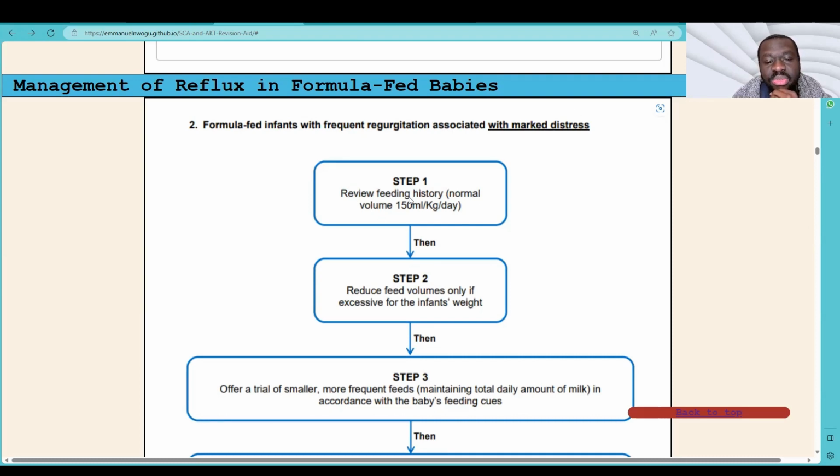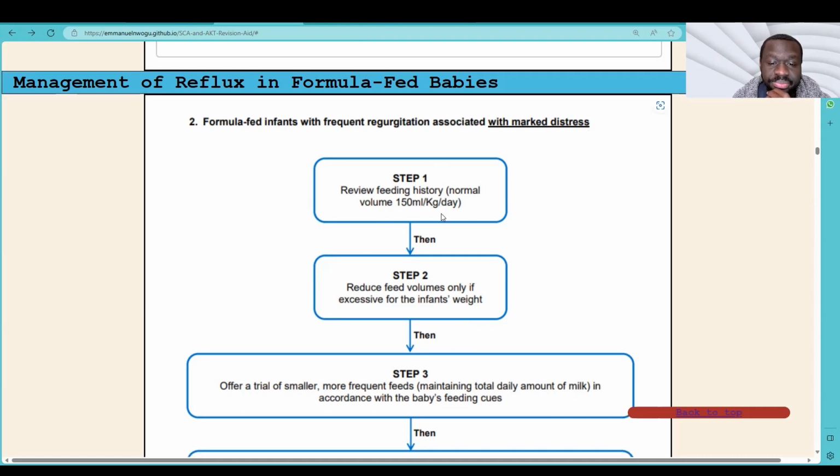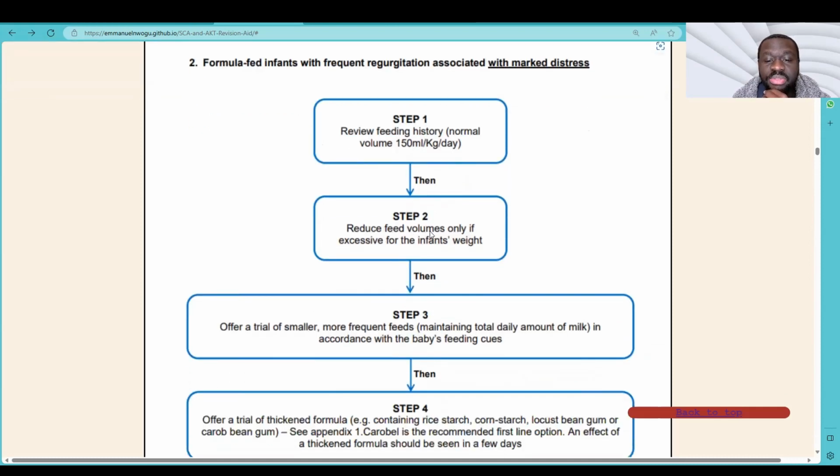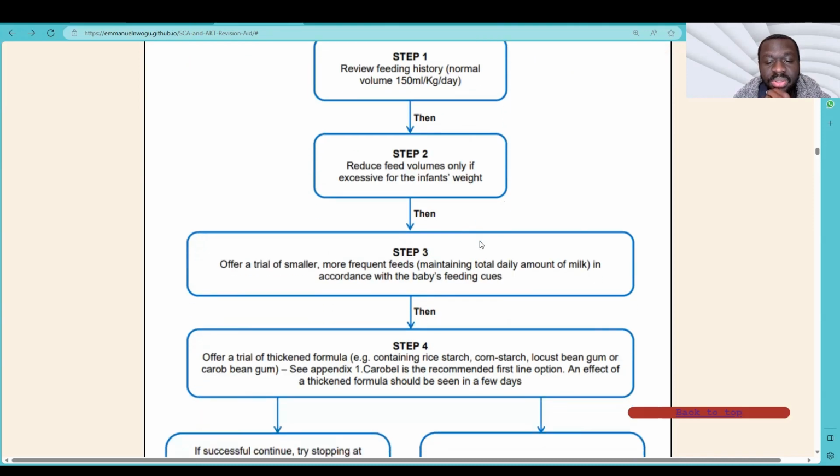Step 1, review feeding history. Normal volume should be 150 ml per kilogram body weight per day. So you need to calculate, especially in formula fed or mixed fed babies, how much they are feeding this child in a day. Then reduce the feed volumes only if excessive for the infant's weight.